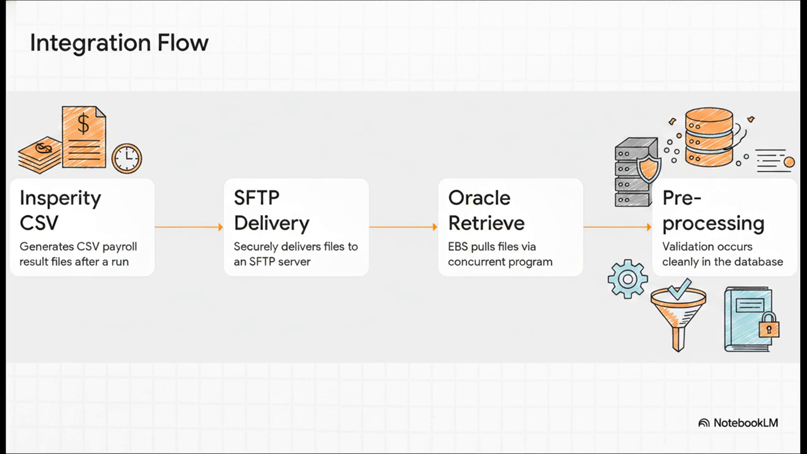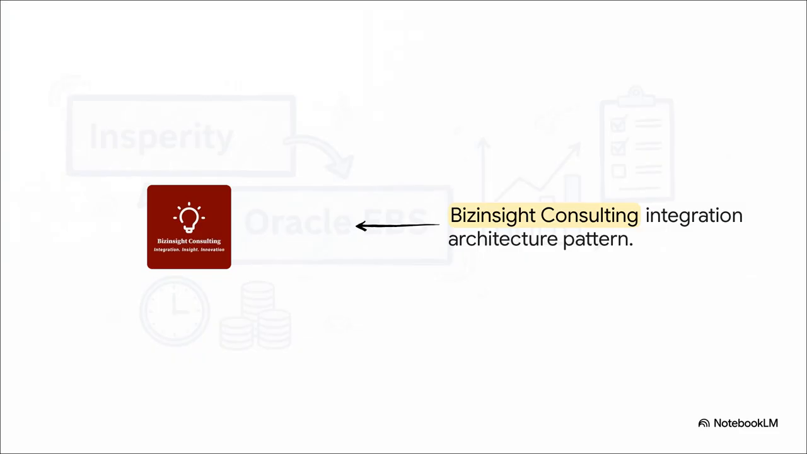Then, Oracle EBS retrieves the files via a custom concurrent program, pulling them straight into the database where all the pre-processing and validation occur before any accounting entries are even touched. And this proven file-based integration pattern is backed by industry experts like Bizinsight Consulting, who literally specialize in these exact enterprise solutions. A massive benefit of this specific architecture is that it creates zero direct dependency on Insperity's real-time availability during processing. It's secure, it's decoupled, and it's incredibly reliable.